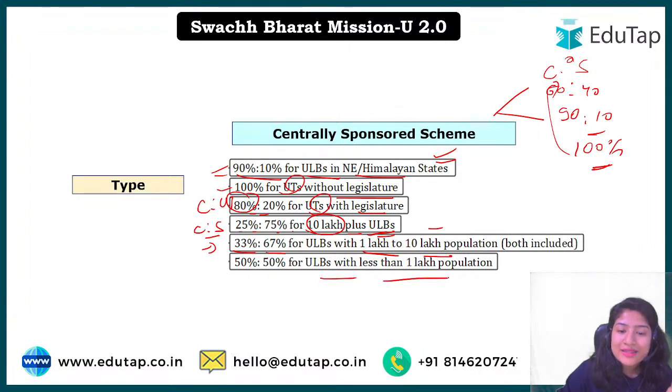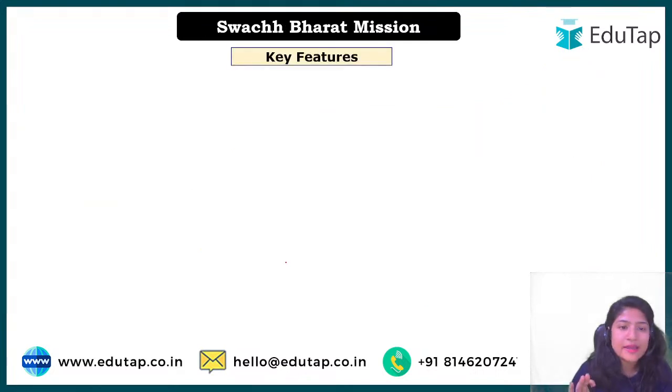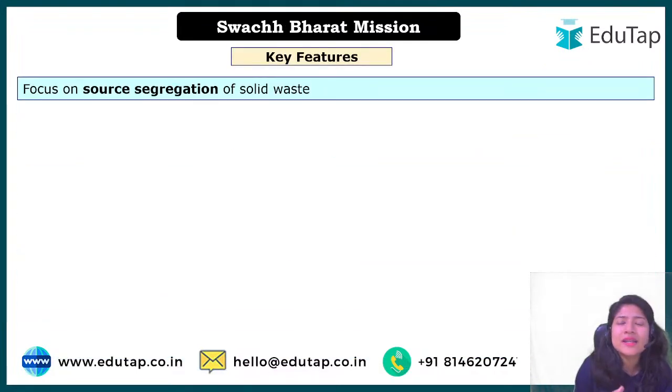And then ULBs with less than 1 lakh population, it is 50%. Okay, so quite simple, I guess. Now look at some key features. Again, it is going to be a very simple session. We already know the basic idea of it. We just have to memorize some of the things and you will be able to do that.